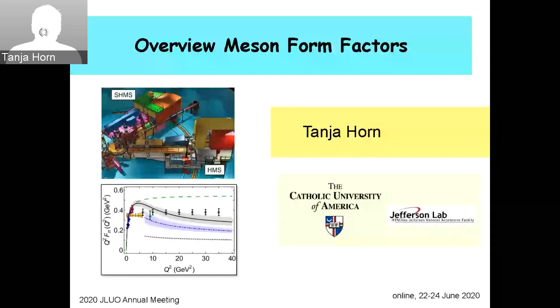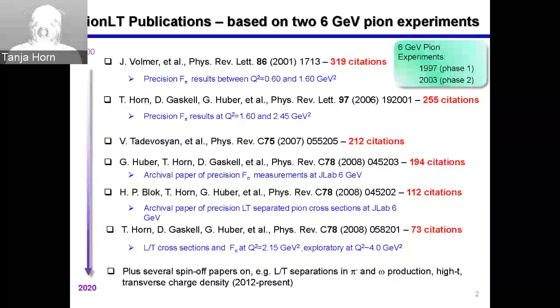Just to start, I wanted to give you a very quick overview of the interest in Meson form factors. This is a summary of publications from our Pion experiments, the two 6 GeV Pion experiments, which I call phase one and phase two. You see this collaboration started publishing around 2000, and we kept publishing, basically, still up to now.